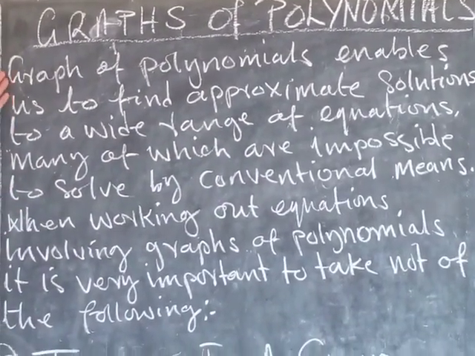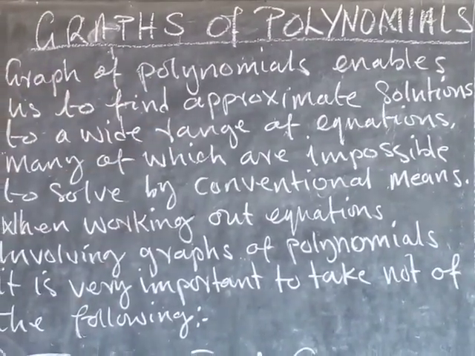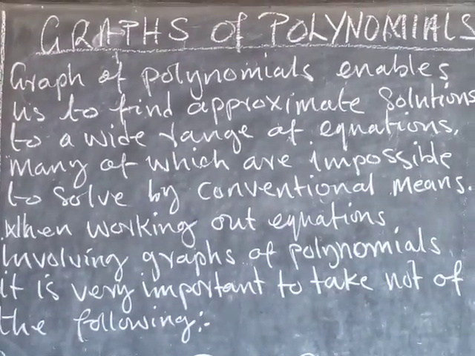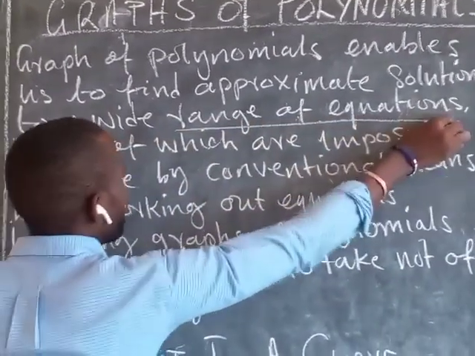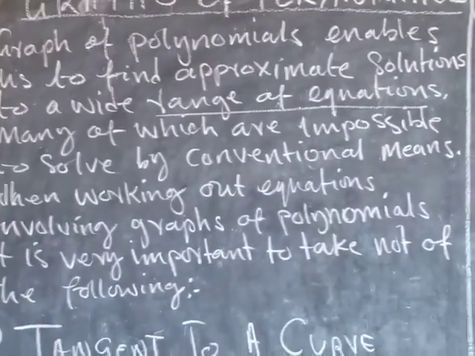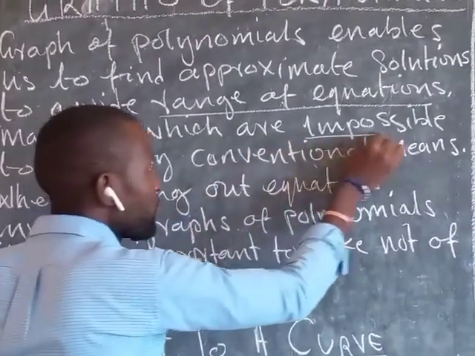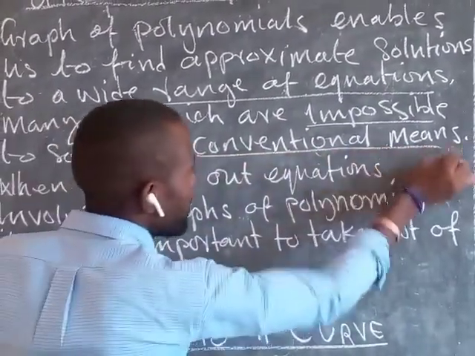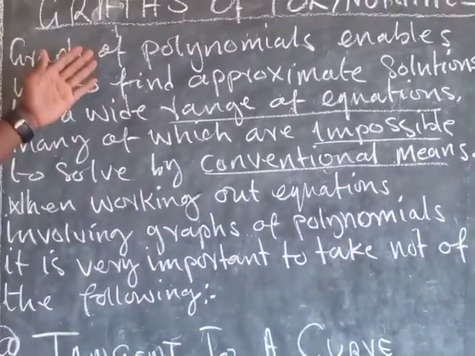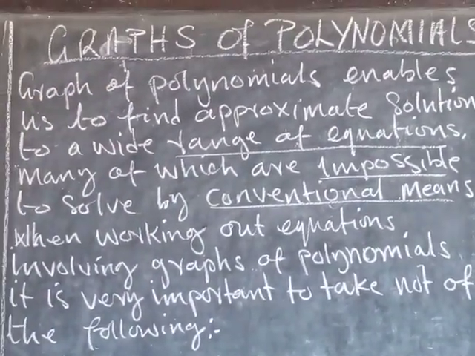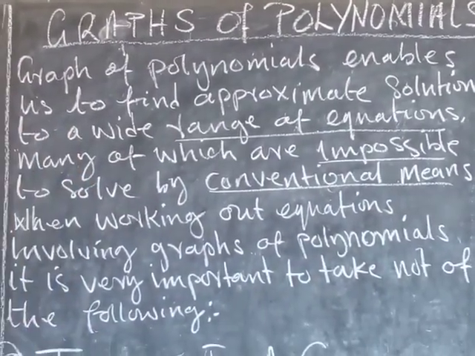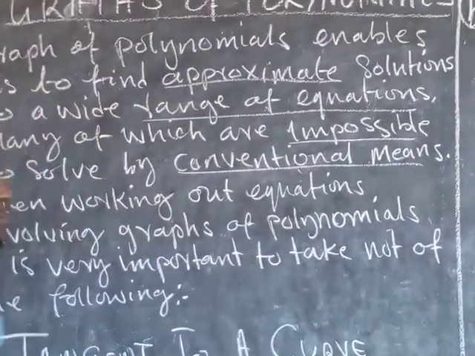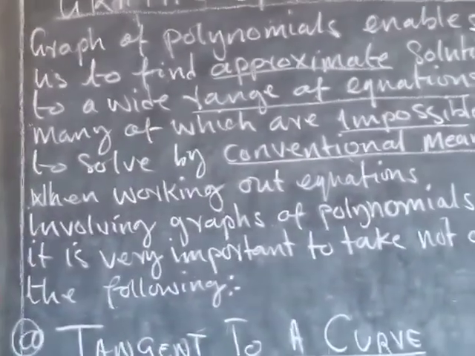So what we should know under graph of polynomial is that graph of polynomials enable us to find approximate solutions to a wide range of equations, many of which are impossible to solve by conventional means. What are they simply telling us? In graph of polynomial, we are going to encounter equations that you cannot just solve by any conventional means, but you need to approximate them in order for you to get at least an accurate answer.